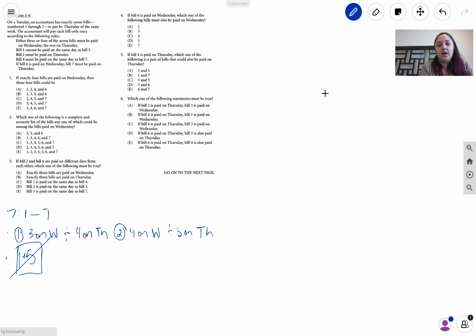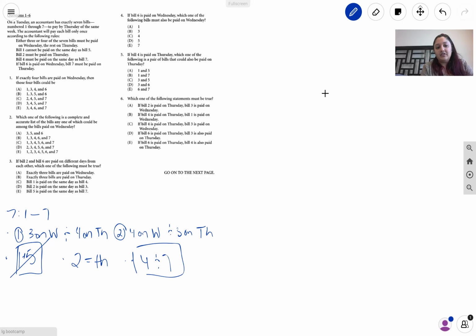Okay. Our third rule says that bill 2 must be paid on Thursday. So we know that 2 is always going to be paid on a Thursday. And then our fourth rule says bill 4 must be paid on the same day as bill 7. So no matter what day it's on, 4 and 7 must be together. Make sense so far?